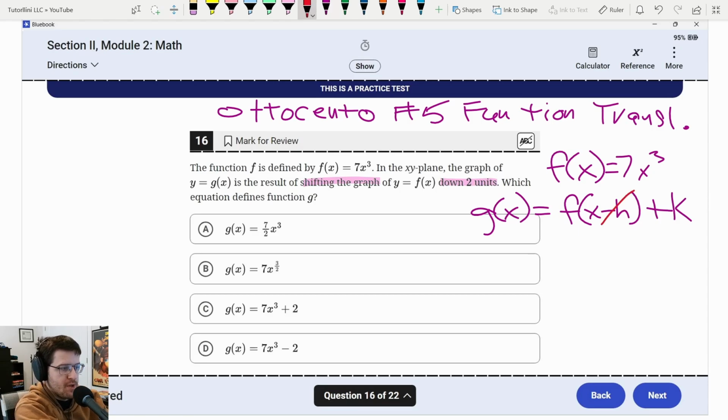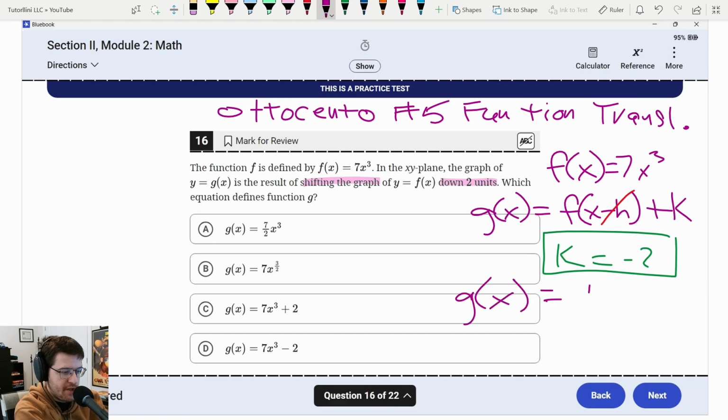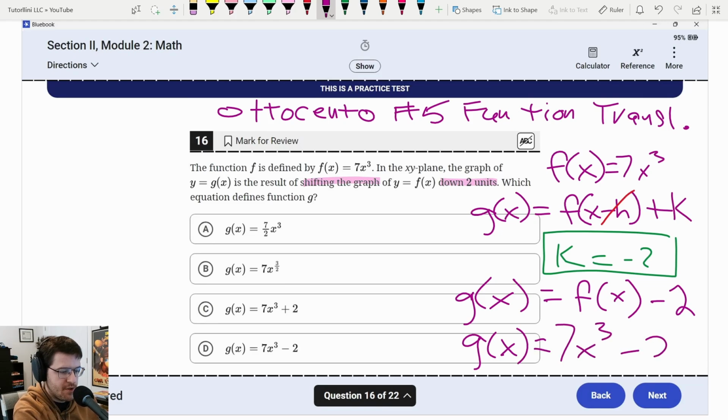It doesn't mention a left or right shift, but they do mention a vertical shift. Down is in the negative y direction, so k would be -2. So g of x is equal to f of x, remember there's no h in this problem, plus k, so plus -2, in other words, minus 2. And f of x we can just replace with 7x cubed, and we get g of x equals 7x cubed minus 2. And that is choice D.